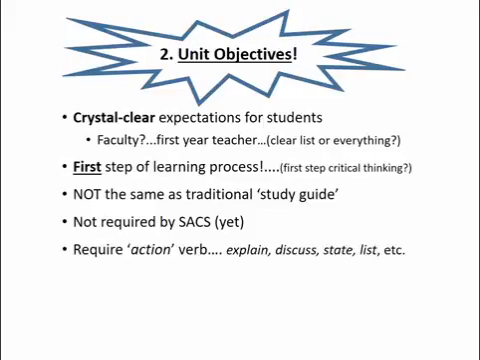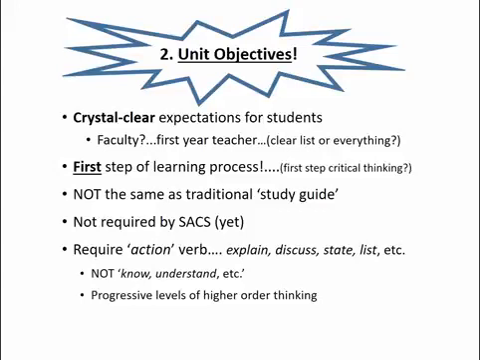That's why we need an action verb when we're writing these objectives. What will the student have to be able to do with this information? Will they have to explain it, list it, state it, recognize it, discuss it? We don't want to use words like, well, you need to know this or understand that. That's much too vague. And we also want to have progressive levels of higher order thinking. We wouldn't want all our objectives to just be able to state this or recognize this. We want to be able to explain or contrast, compare.